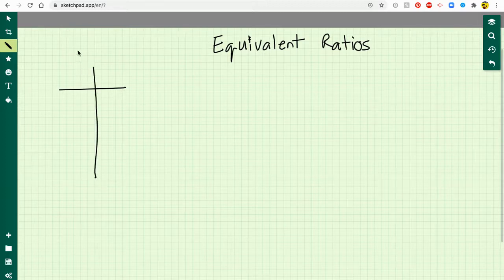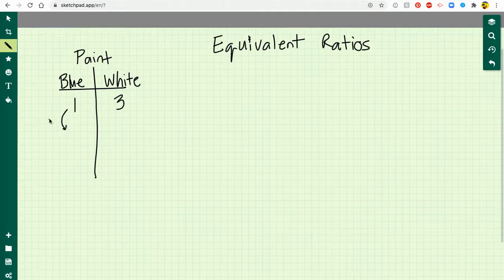Say I'm trying to make paint. And what I'm going to do is mix blue paint with white paint. Okay? I'm going to mix 1 cup of blue paint with 3 cups of white paint. And one of the things that we've been learning is that if you want to keep the paint the same, then you can add it like this. You can add 1 cup of blue paint and 3 cups of white paint. Again, because we still want the paint to be the same.